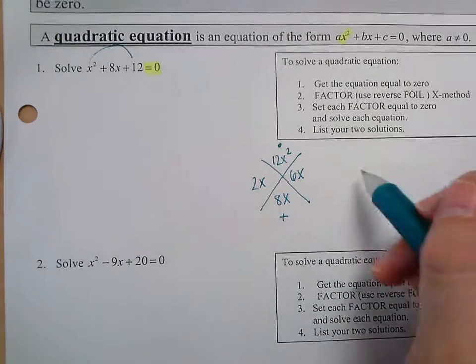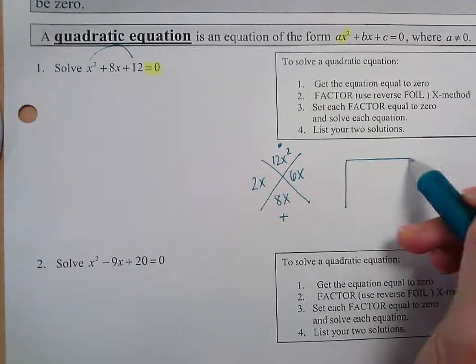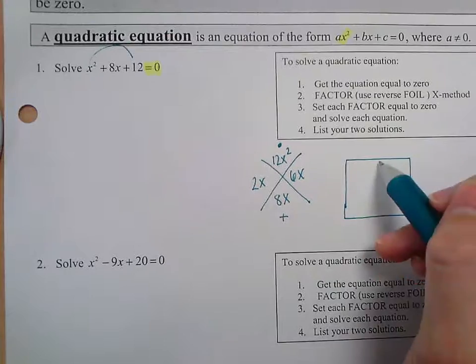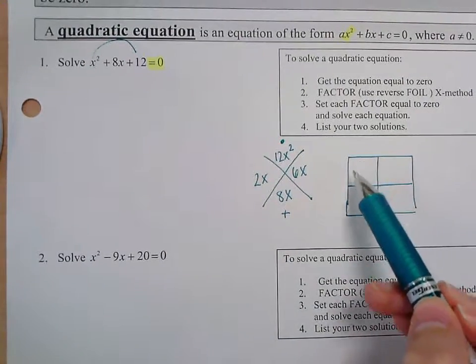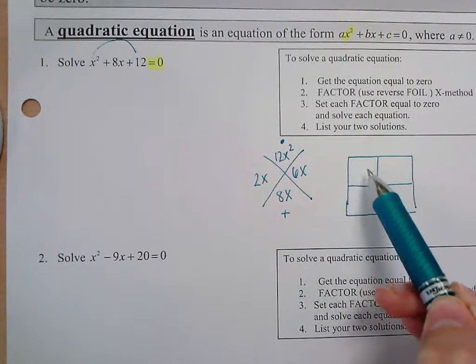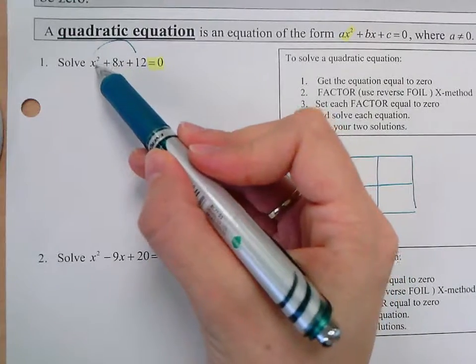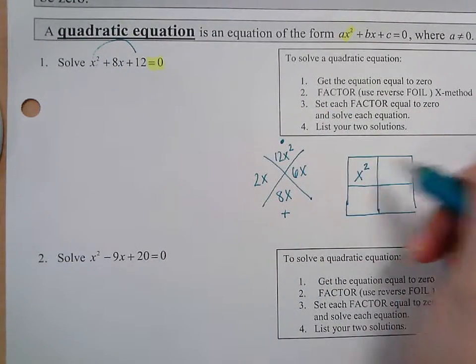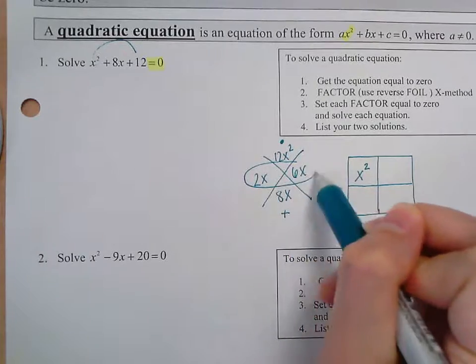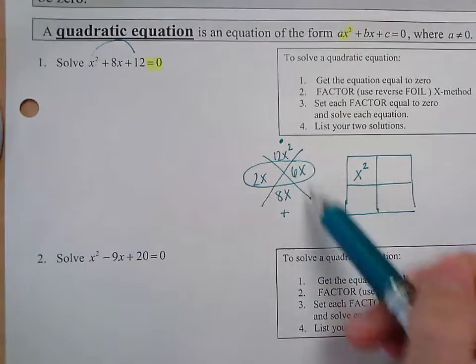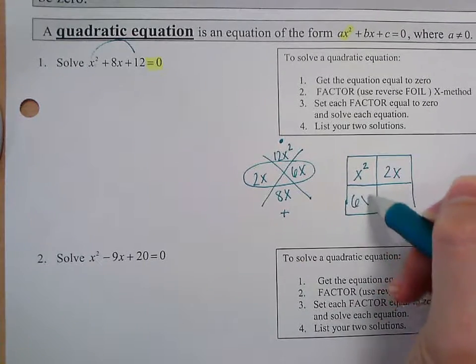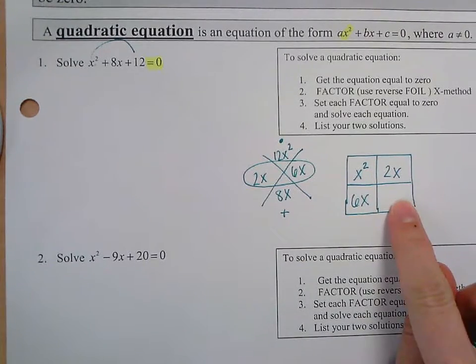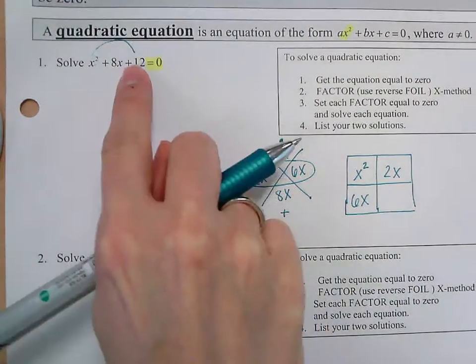Okay, and then you set up the box. So upper left, what goes here? The x squared, the first term. Then the 2x and 6x. That's why you're making the x here, so you can find that diagonal. So 2x goes in one, 6x goes in the other. And then not 0, the 12, yes.